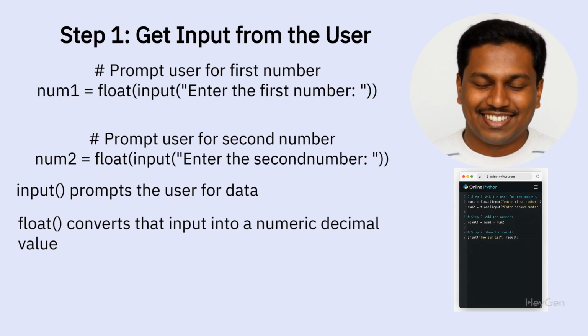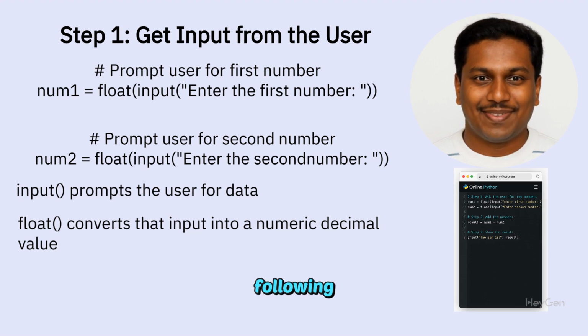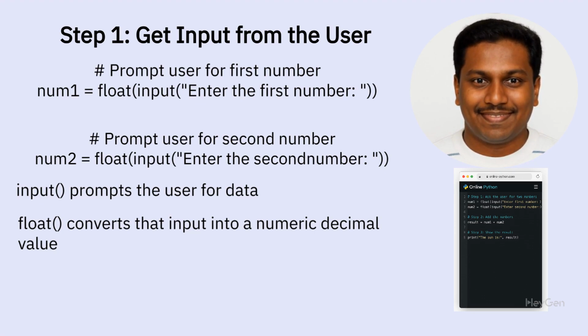Next, we'll ask the user for the second number following the same steps. We'll prompt the user to enter the second number. We'll use the input function to receive user input and convert it to a numeric format using the float function.